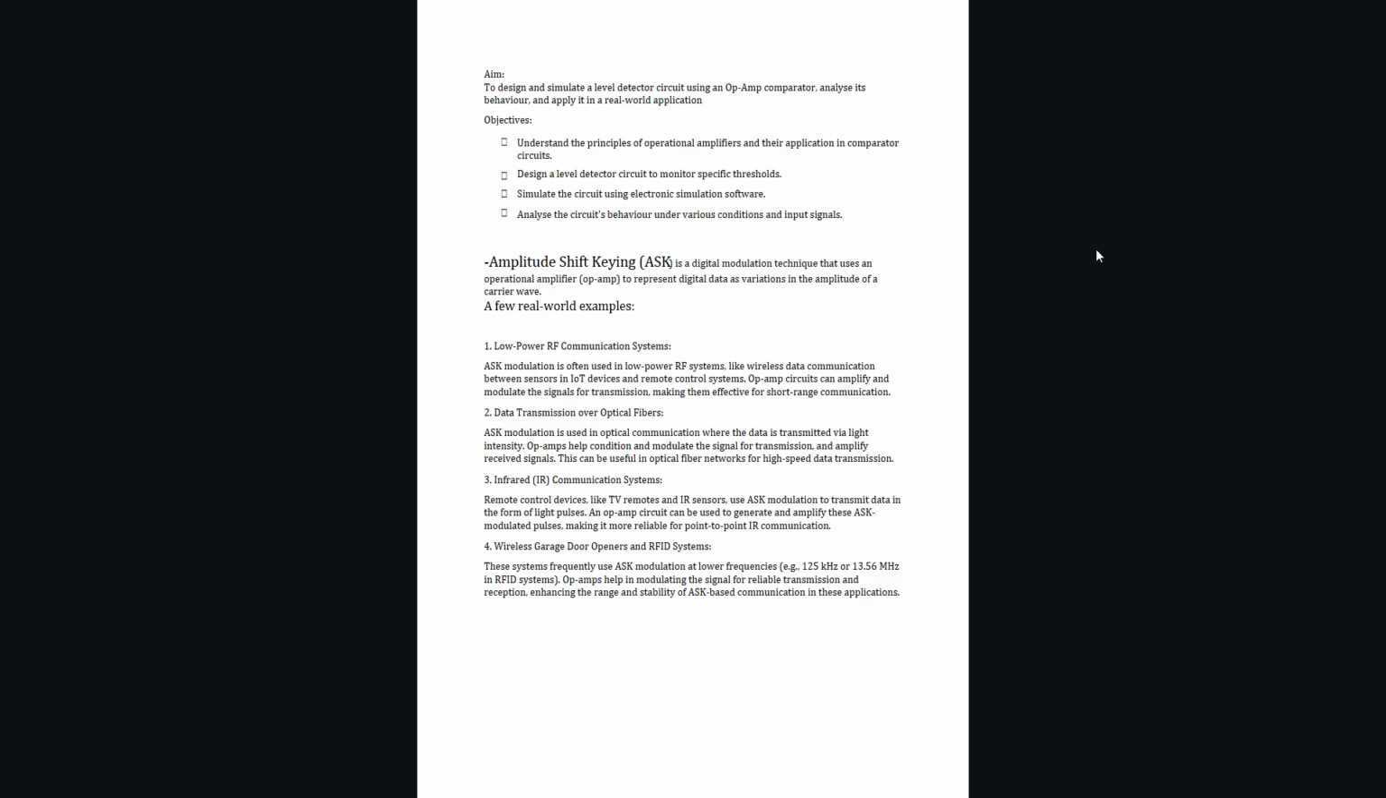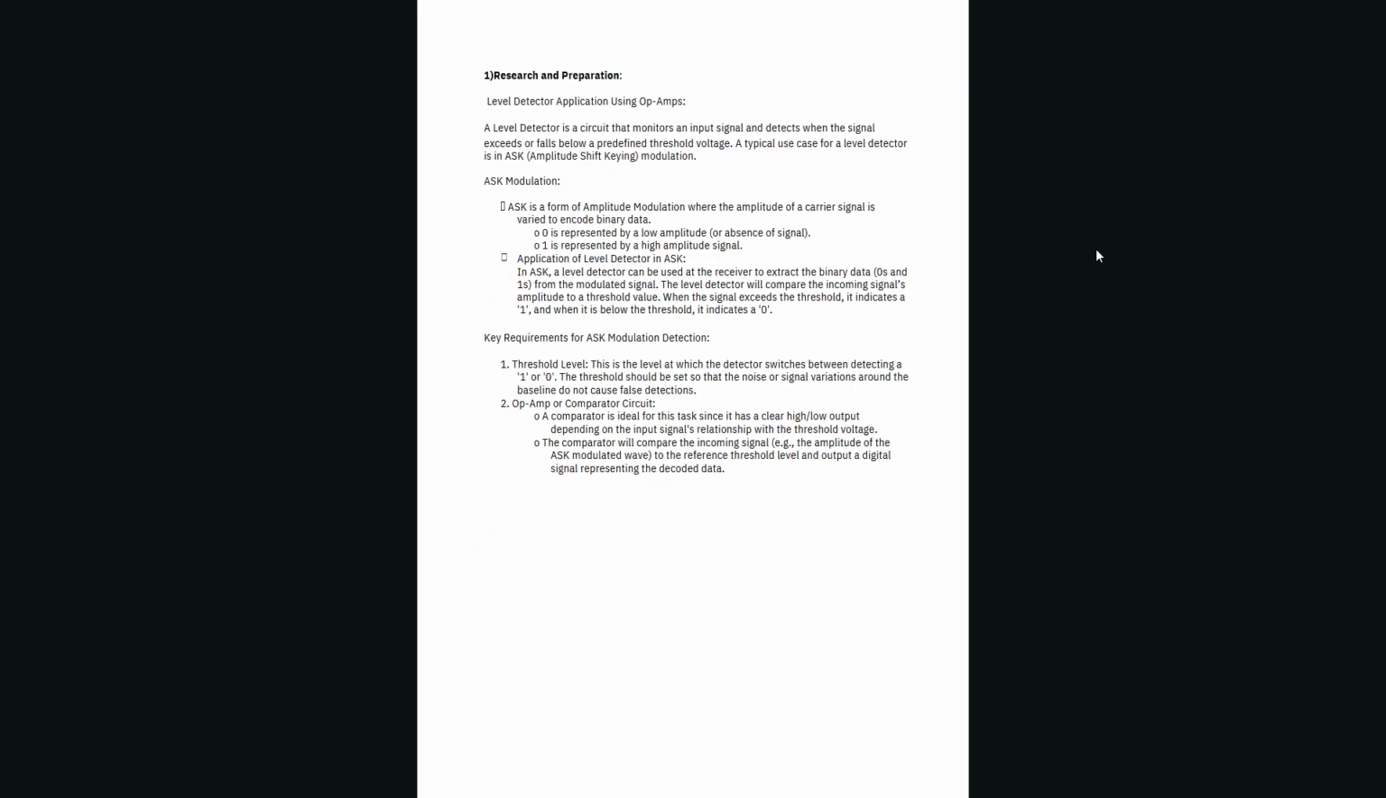Fourth is the wireless garage door openers and RFID systems. These systems frequently use ASK modulation at low frequency, that is 125 kHz, or 13.56 MHz in RFID systems. An op-amp helps in modulating these signals for reliable transmission and reception, enhancing the range and stability of ASK-based communication in this application. So, research and preparation, level detector application using op-amps.